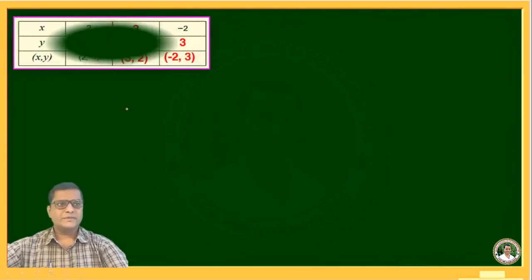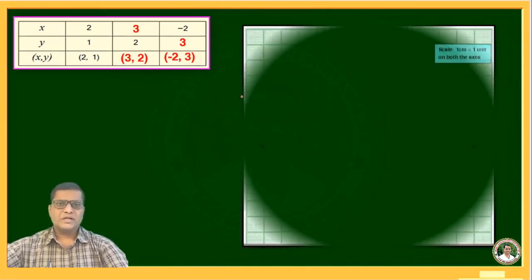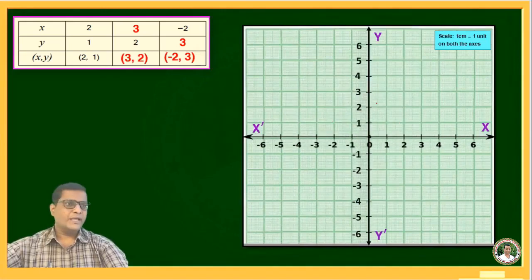Here this table is written which we completed. Then we will plot these points on the graph paper. First, on graph paper, draw the x-axis and y-axis, then write the measures 1, 2, 3, which means the scale is 1 centimeter equal to 1 unit on both the axes.